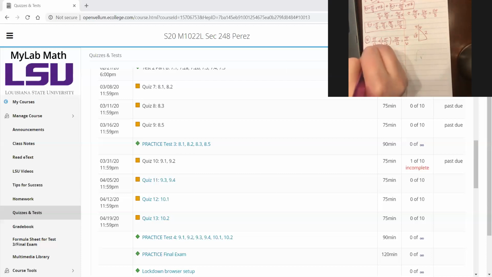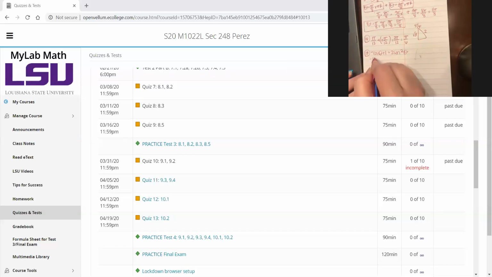Okay, number 17. I have negative cosine theta plus 1 is equal to 2 sine squared theta. Well, it's one of the solving ones, but I need them to be the same trig function. So I'm going to rewrite sine squared as, remember, our Pythagorean identity is sine squared plus cosine squared equals 1. So 1 minus cosine squared is equal to sine squared. So I'm just going to rewrite it like that. Then you can distribute the 2.